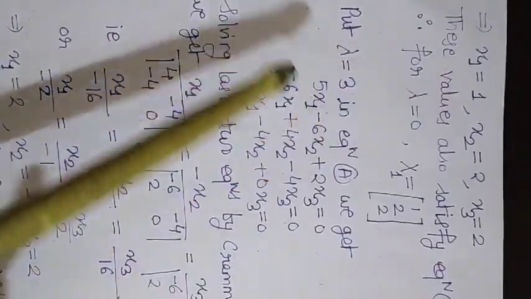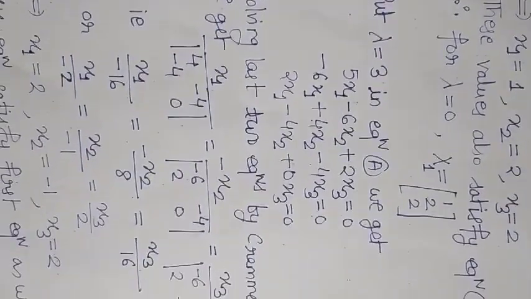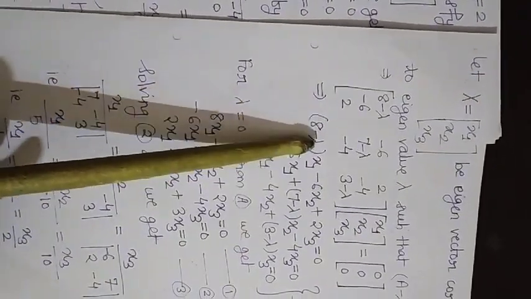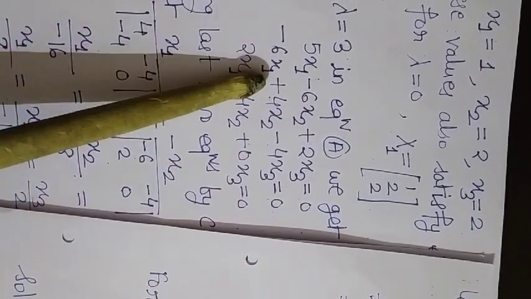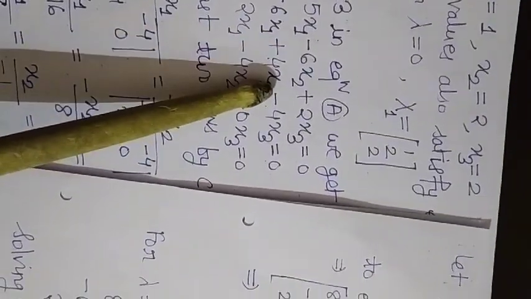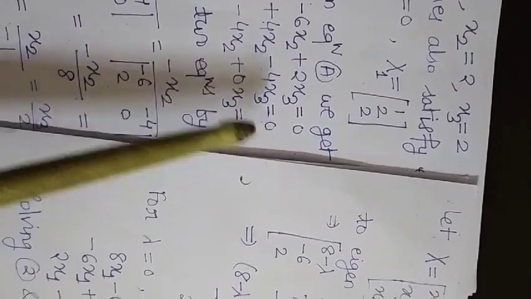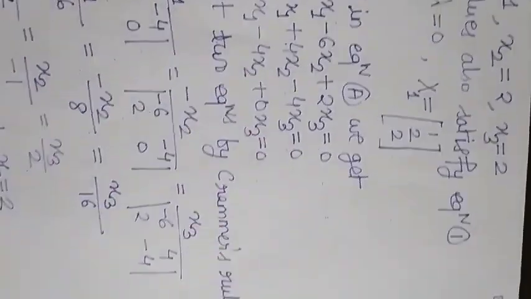Okay, then let us put next eigenvalue, that is lambda equal to 3 in equation number A. So it is 8 minus 3, 5 x1 minus 6 x2 plus 2 x3 equal to 0. Then minus 6 x1 plus 4 x2, lambda is 3, so 7 minus 3 is 4, so it is 4 x2 minus 4 x3 equal to 0. Then similarly the next one will be 2 x1 minus 4 x2 plus 0 x3 equal to 0.